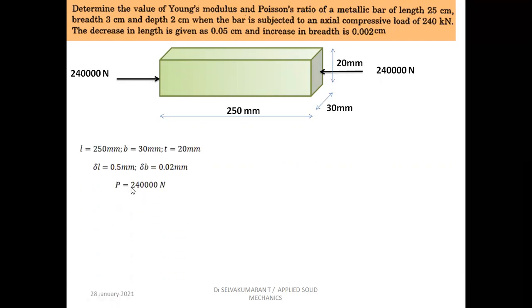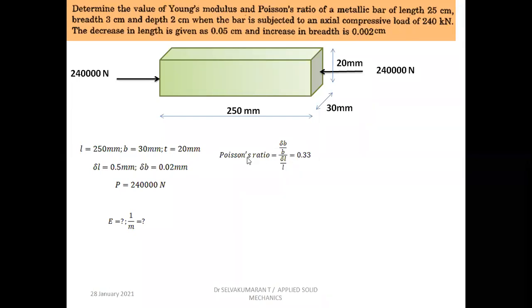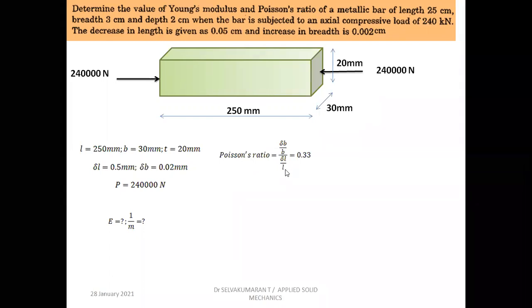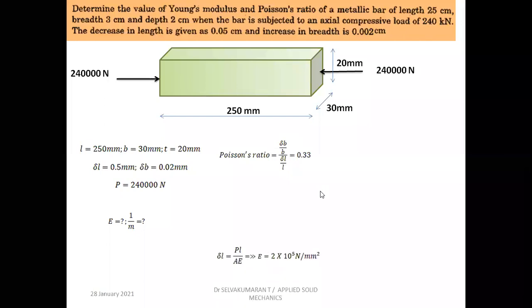Okay, so these are the given data. So we have to find the Young's modulus and the Poisson's ratio. And Poisson's ratio is equal to lateral strain divided by linear strain or longitudinal strain. So delta L is available and L is also available. Delta B is available, B is available. We can calculate the Poisson's ratio, which is coming out to be 0.33.